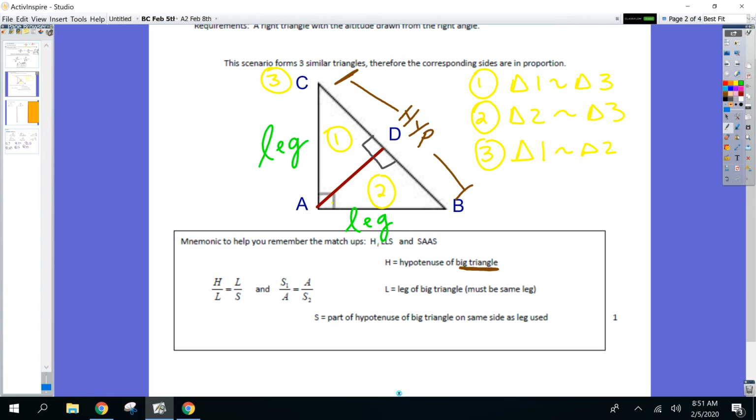And then S in HILLS stands for segment. Now, everyone, where's my altitude again? AD. Do you see how AD breaks up the hypotenuse into two segments? Those are the ones for S. So segment CD, and DB is also a segment. But there's only room for one in HILLS. Which one do I use? Whatever leg we're using, you plug in the segment adjacent to it. Whatever leg you're putting in here for L, you use the segment adjacent. So, if I'm using leg AB in my proportion, what segment am I going to put in? DB. All right? The one adjacent to it. Everyone all right with HILLS?